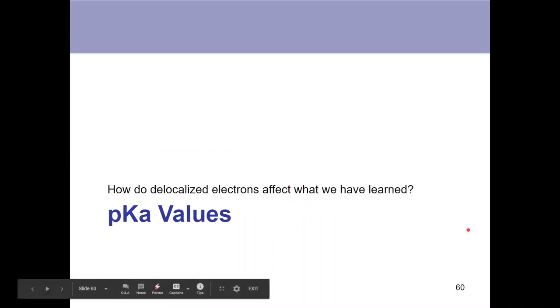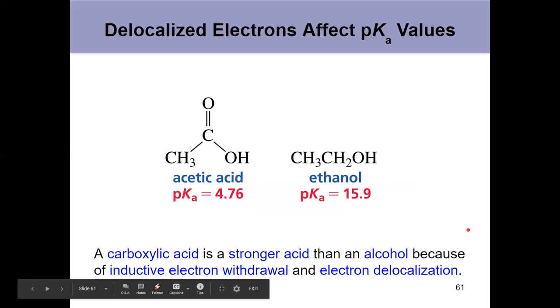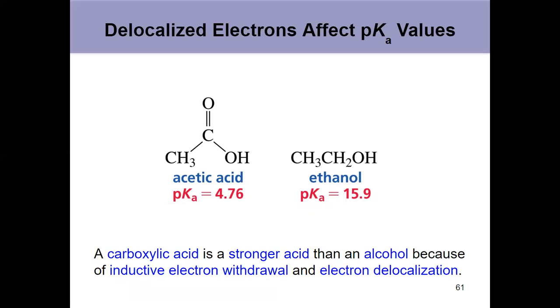Thinking about pKa values that we've already learned and now looking at the effect of delocalization, which was alluded to in the first video. We know we have this big pKa difference between a carboxylic acid and an alcohol, even though the acidic hydrogen is attached directly to oxygen in each case. And if you recall from early on this semester, we said the more stable the conjugate base, the more acidic something is.